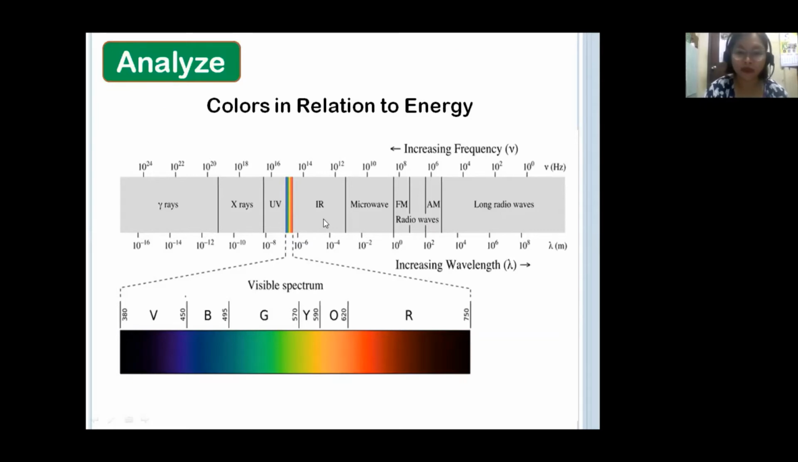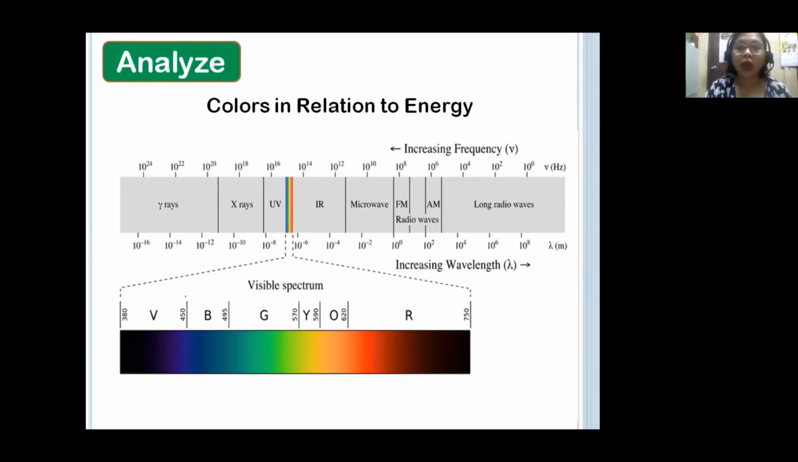Okay, for communication. Then UV rays are used to kill germs, to kill bacteria. X-ray is used in the hospitals, and gamma rays, which is like the most powerful of all, is used to treat cancer cells, and to kill bacteria as well.